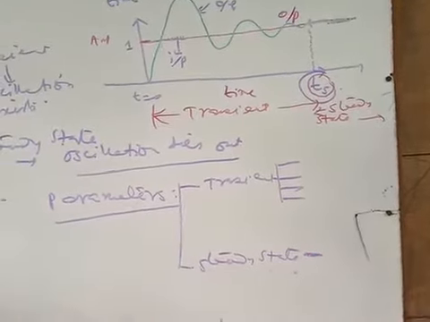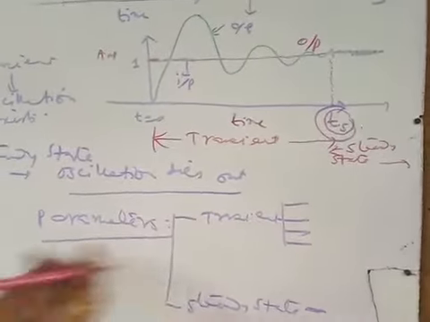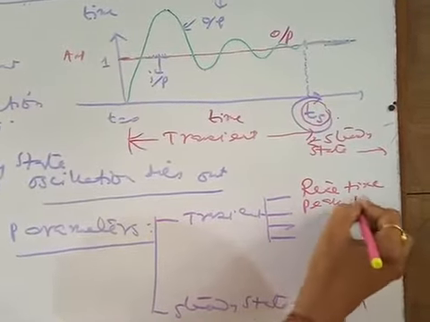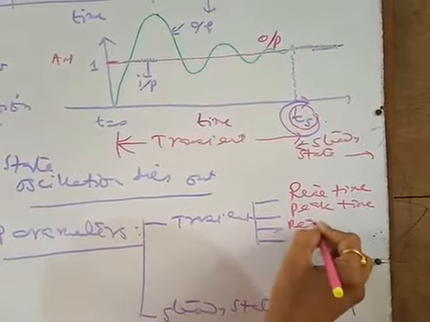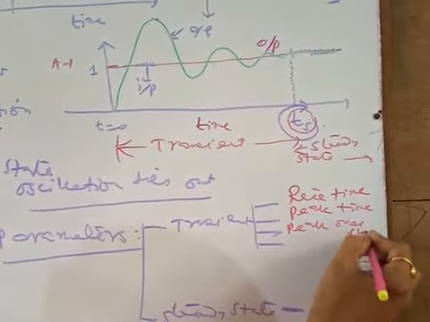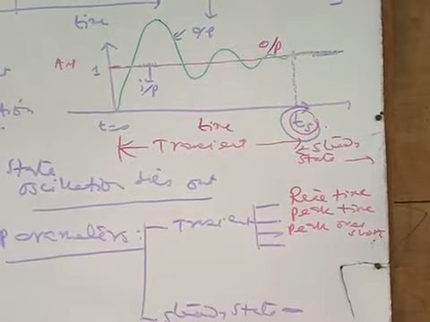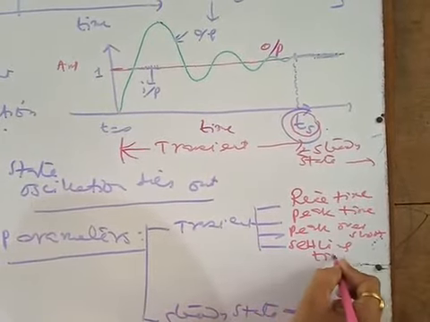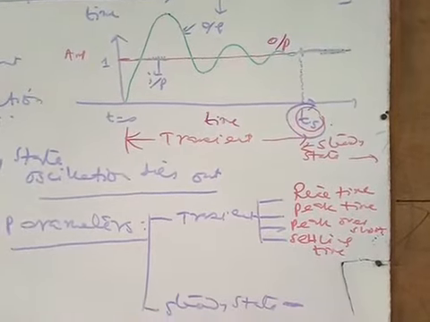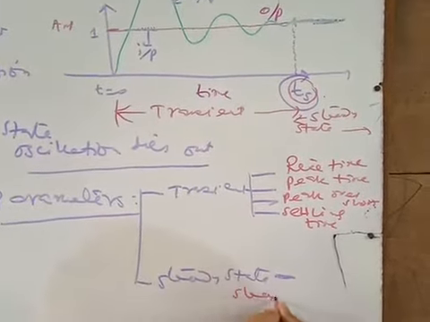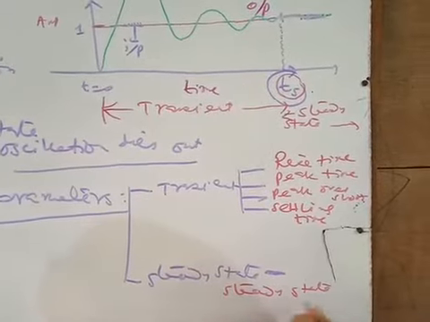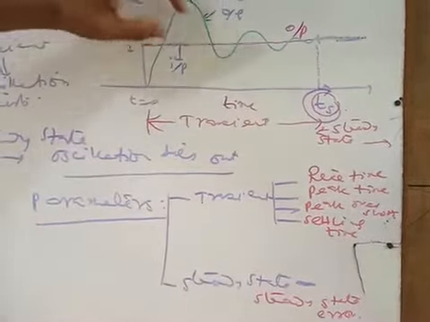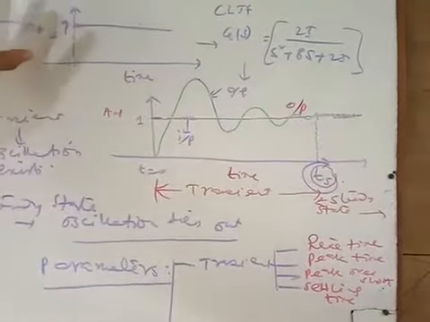So what are the transient parameters? Transient parameters are normally known as rise time, peak time, peak overshoot, and settling time. And the steady state parameter is steady state error.